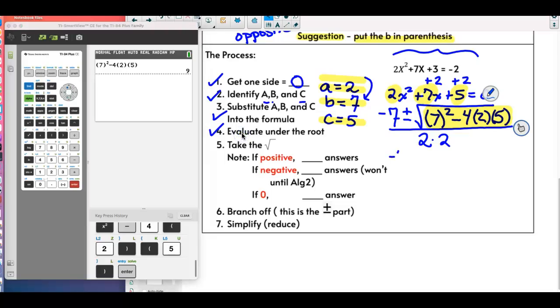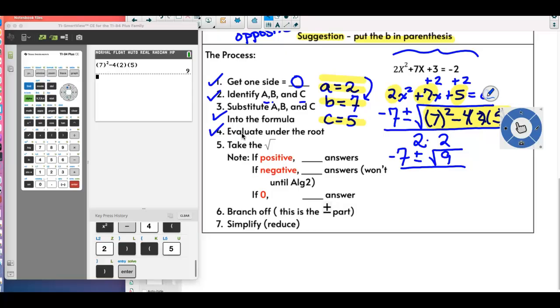And I'm going to do a rewrite now. I have a root, and I had a 9 living under there. That highlighted stuff gave me a 9, all over, and then on the bottom here, I have 2 times 2, which is, as always, 4. So 4 on the bottom. So now I need to actually take that root. And today it's going to be a nice perfect square. We talked about those. If you don't get a perfect square, you're doing it wrong today.